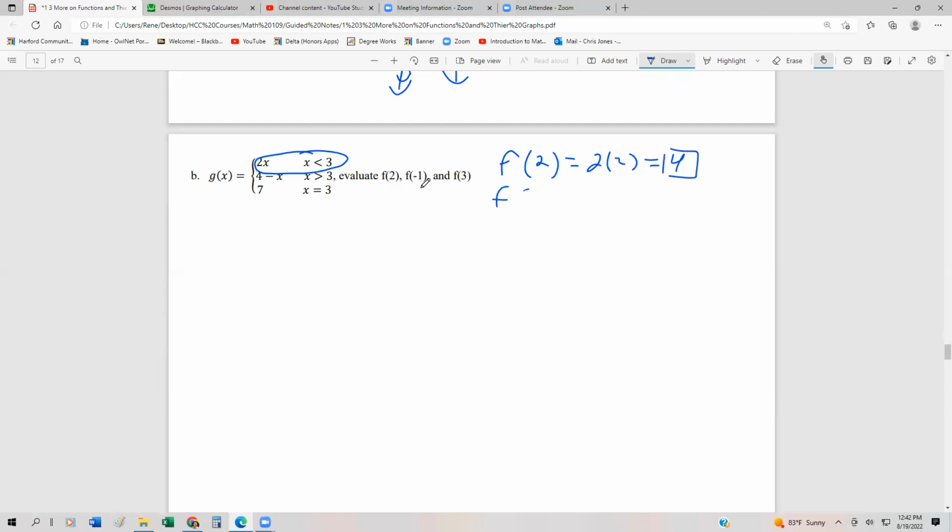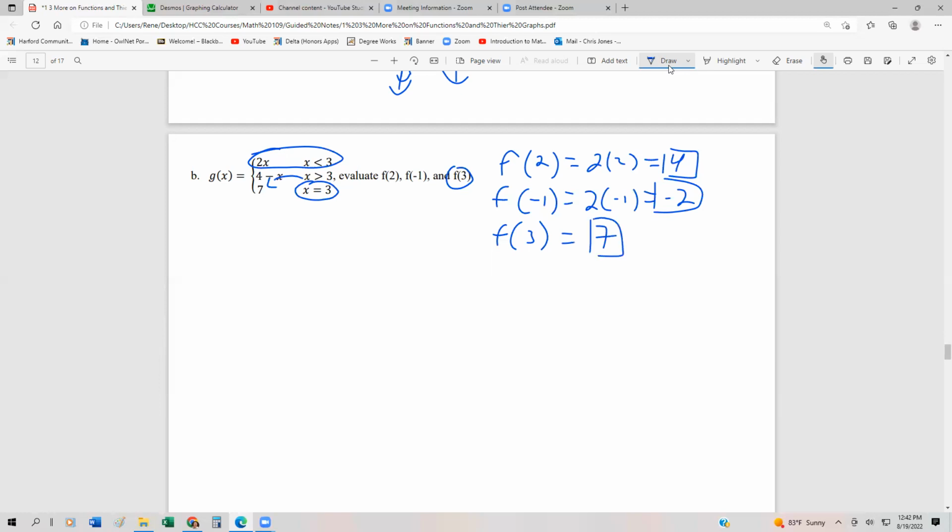And then we need f at -1. And that's going to fit this condition. I'm sorry, that's also going to fit the first condition, excuse me. So that's going to fit this condition as well, since that's less than 2, or less than 3, excuse me. So we have 2 times -1, which is -2. And then finally, we find f at 3, and we notice when it's exactly 3, the output is going to be 7. All right, so those are going to be our 3 components for this.